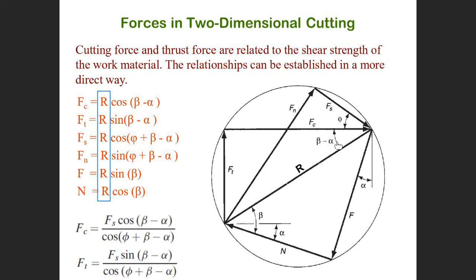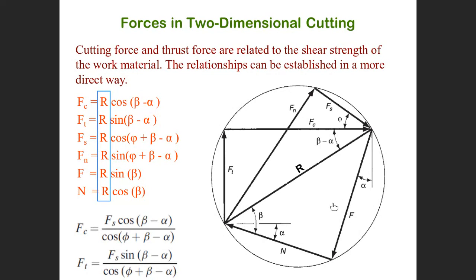cosine (beta minus alpha). How is this beta minus alpha? We described that earlier. We're practicing how to write or draw the Merchant circle and angles. You must be able to. I will not show you the Merchant circle anymore.